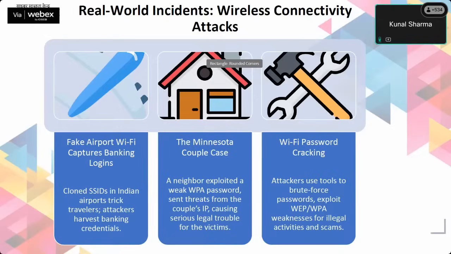The second one is the Minnesota couple case. In this, the password of the Wi-Fi at home was very weak. So the neighbor just typed admin, and he entered into their Wi-Fi. He gathered the IP from which the neighbor was working, and he used that IP to send threatening mails to the government departments. And when the police came, the IP was of the victim, and that victim was being caught for that attack. Later on, they came to know that this was done by the neighbor. So to be away from such hackers, we need to keep our Wi-Fi passwords very strong at our home, so that nobody can do this to us.